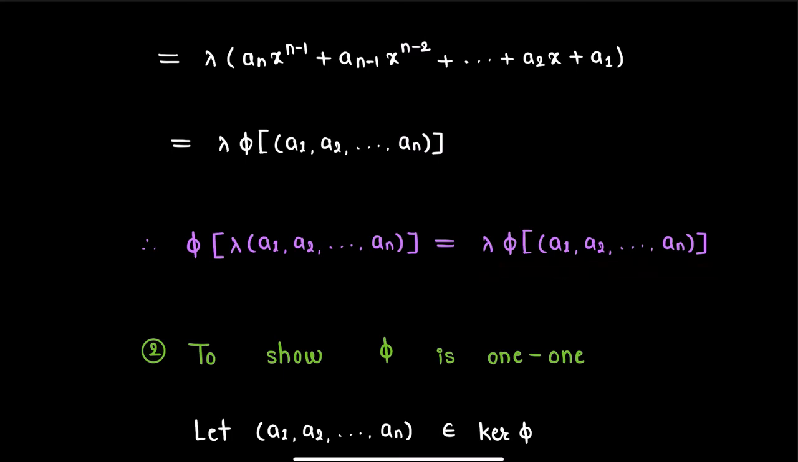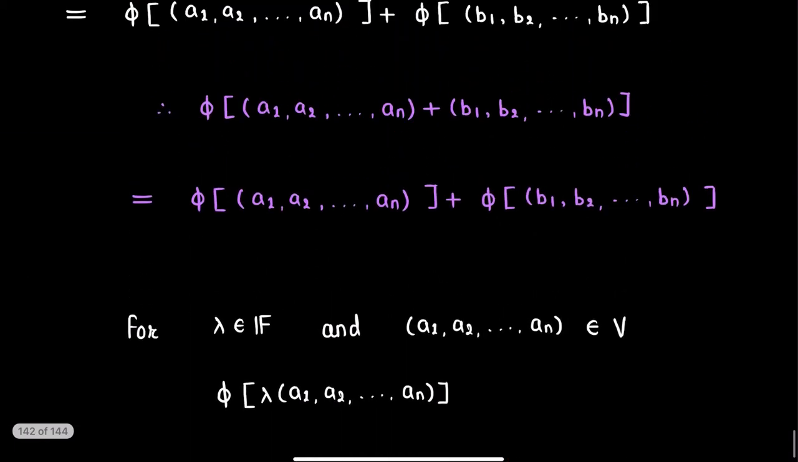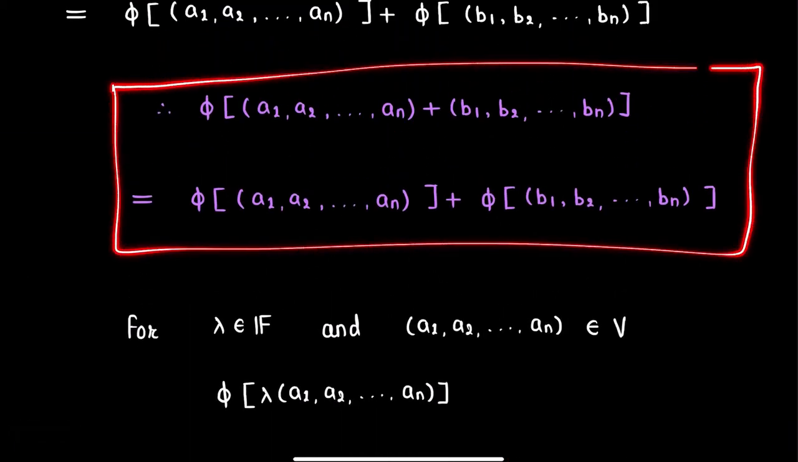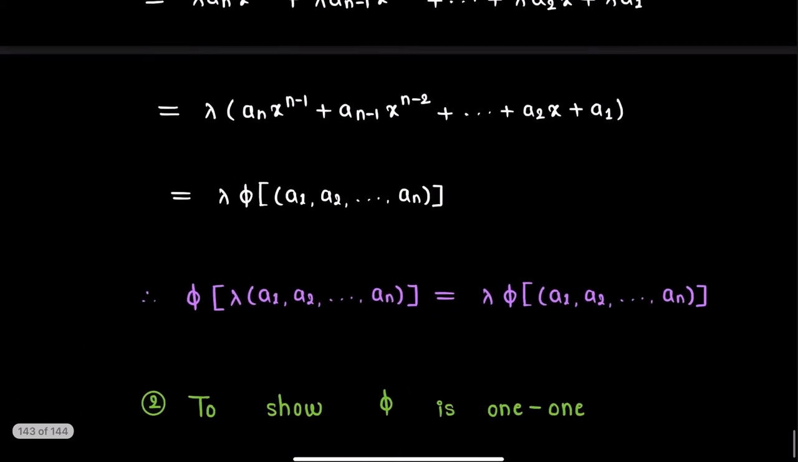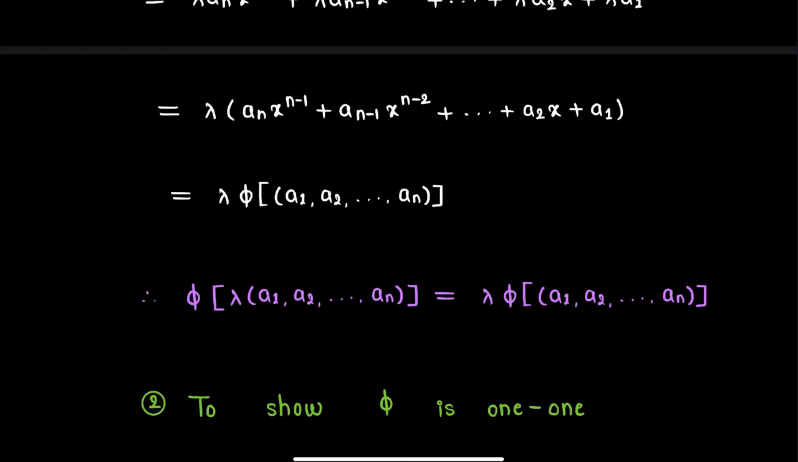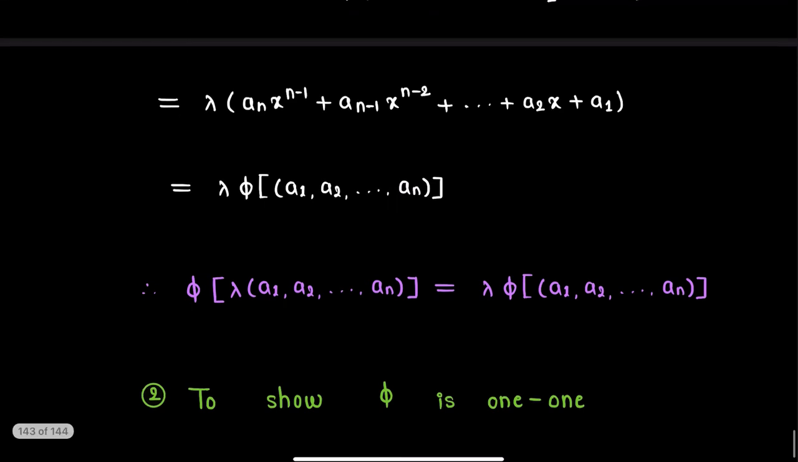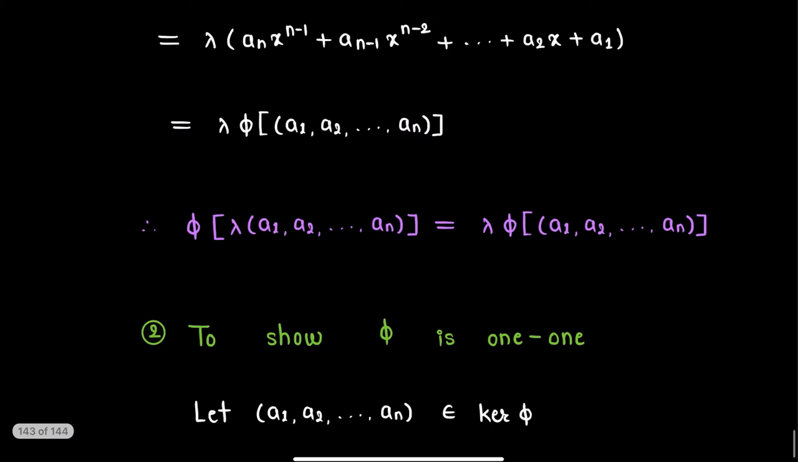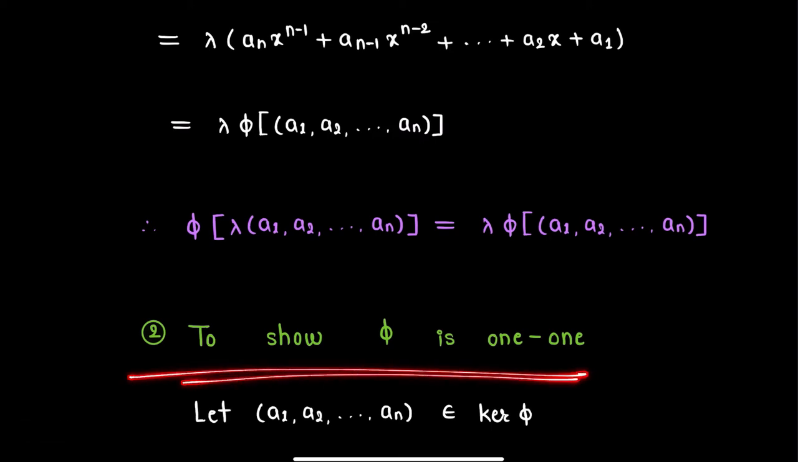So this shows from here and from this that phi is a vector space homomorphism, or we can just say phi is a homomorphism. Now next thing is to show that phi is 1 1, because we need to show that phi is an isomorphism, and to show phi is an isomorphism we have just shown phi is a homomorphism, so only thing remains to show that phi is 1 1.